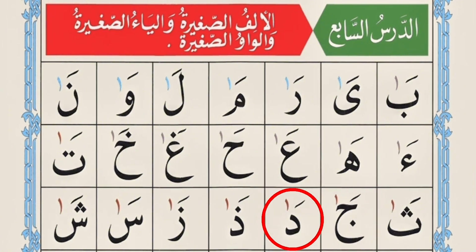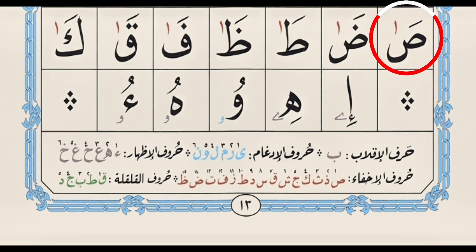Da. Dha. Za. Sa. Sha. Sa. Da. Ta. Dha. Fa. Qa. Ka.